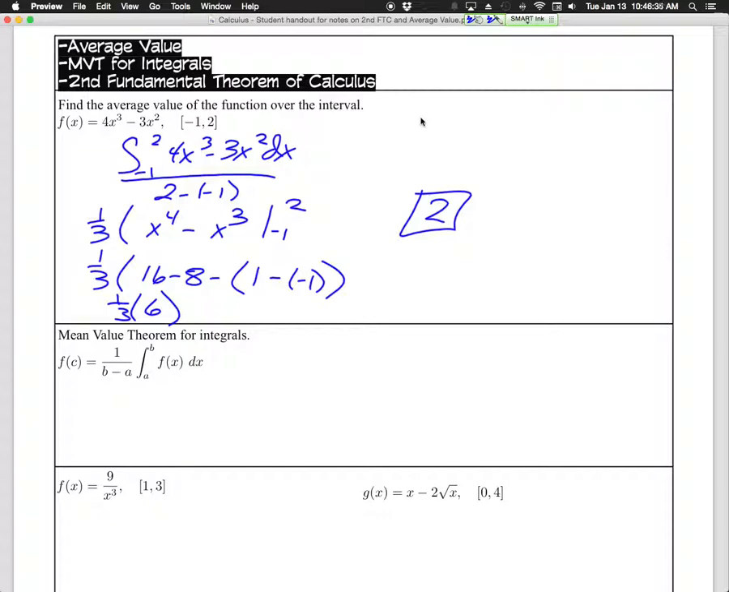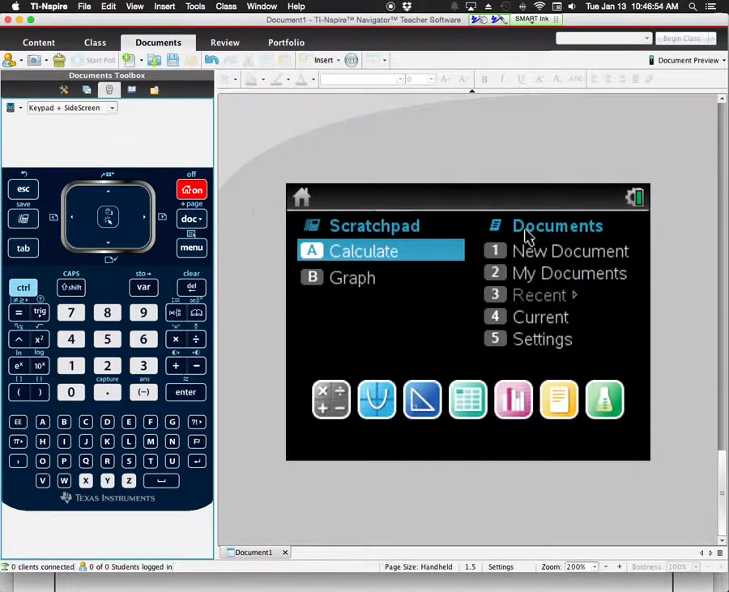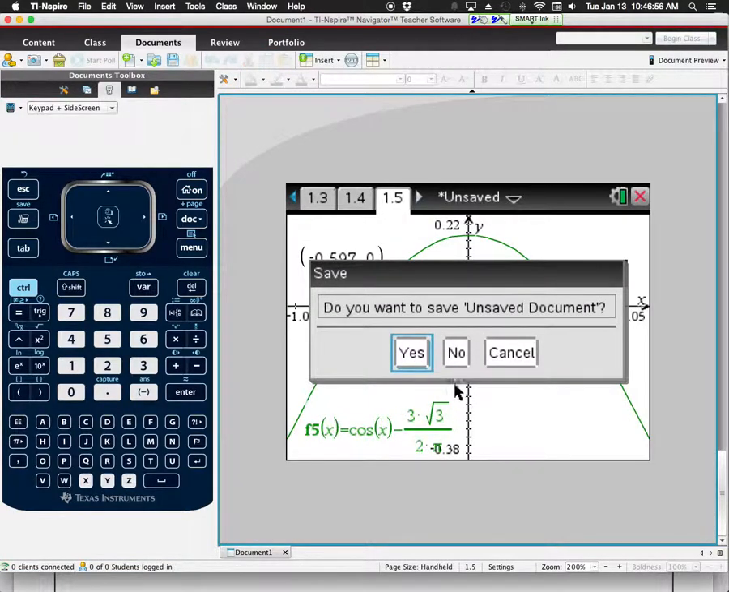Now, does anybody have any thoughts on what it represents besides the average value? Area under... tangent line. Secant line. No. Antiderivative. Let's graph it and see if that will help us.